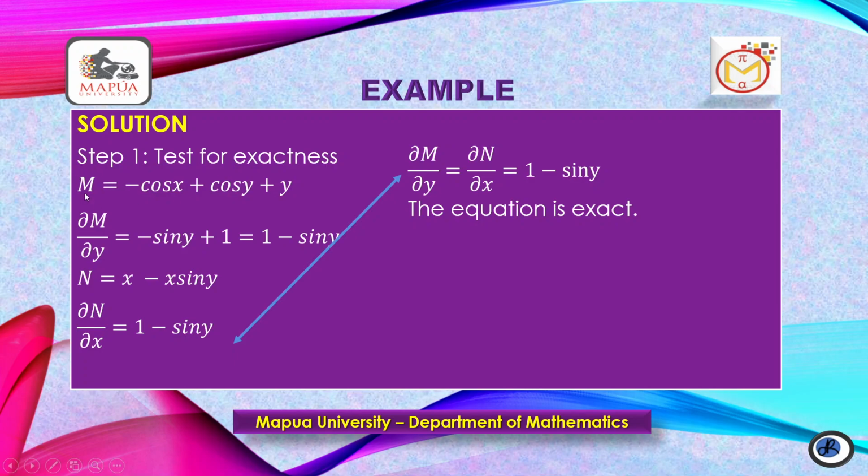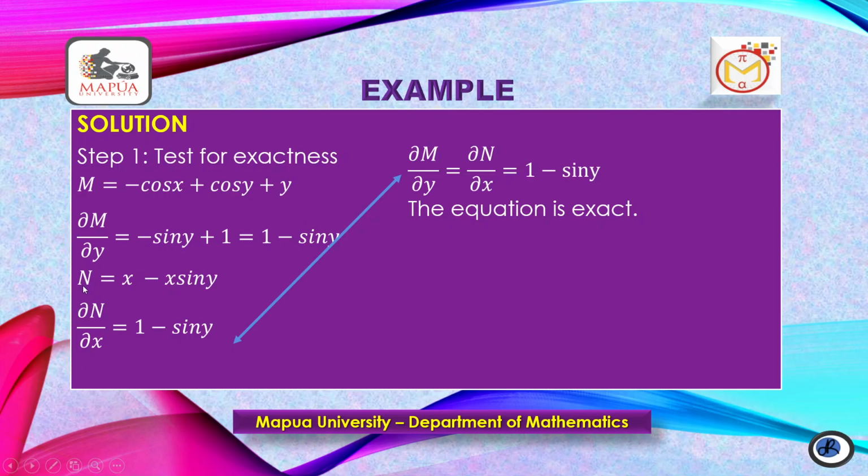So our M, which is the coefficient of dx, is negative cosine x plus cosine y plus y. Then we find the derivative of this M with respect to y, wherein x is constant. So negative cosine x is constant. And then we find the derivative of cosine y. The derivative of cosine is negative sine, so we have negative sine y here. And the derivative of y is 1. Or we can rewrite it as 1 minus sine y here.